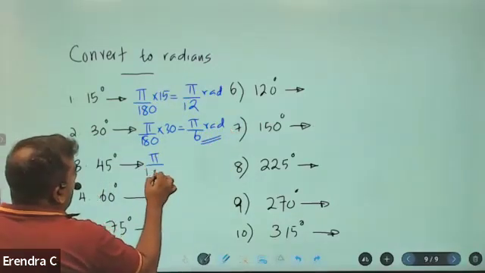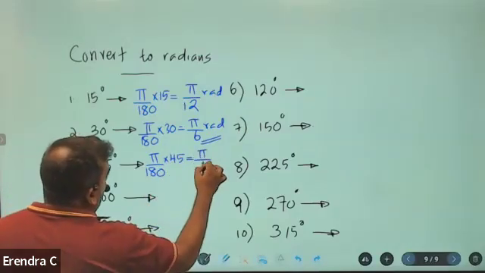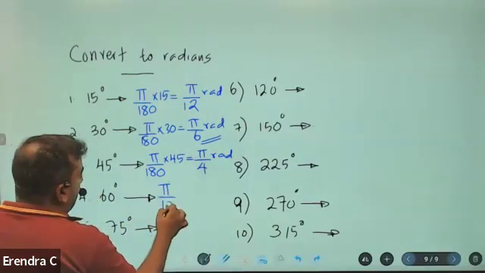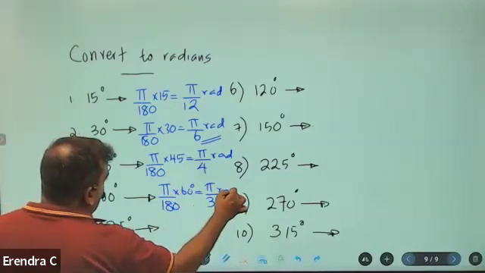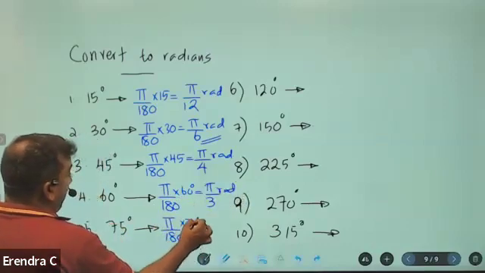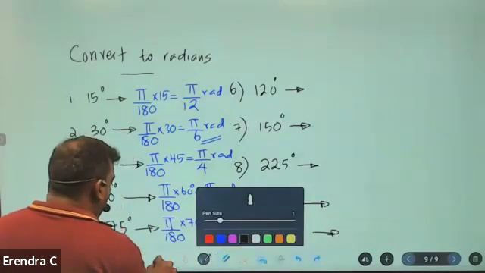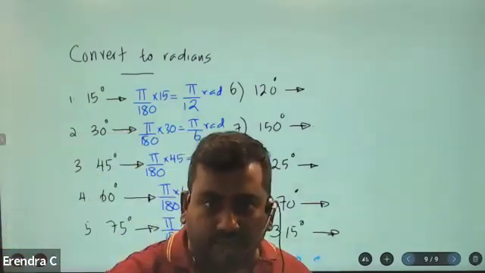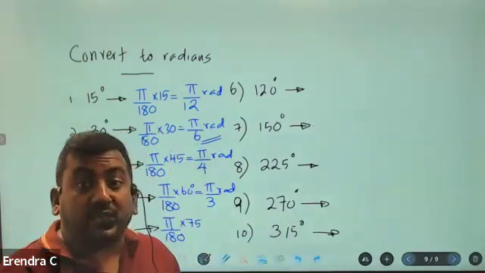Here, pi over 180 multiplied by 45. Pi over 4 radians. Okay, no? Pi over 180 multiplied by 60. How much? Pi over 3 radians. Pi over 180 multiplied by 75. At once you can solve this. You can divide. Normally, remember 2, 3, 5. From there, you can divide. Divide by 2, divide by 3, up and down, divide by 5, up and down. Like that, bring it to the smallest factor.